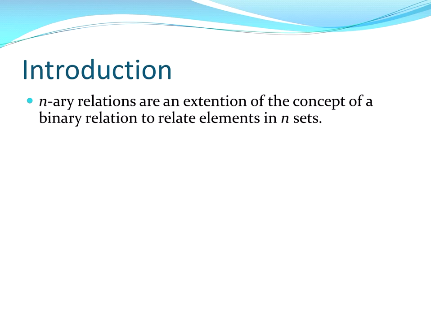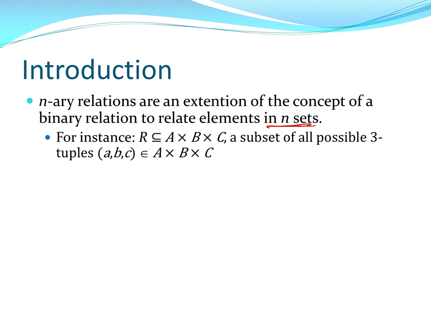So n-ary relations are an extension of binary relations, only now we'll be using n sets, which can be any integer 2 or greater. For instance, if I had 3 sets, the Cartesian product A, B, and C would be the superset of a relation on those 3 sets. A 3-tuple, A, B, and C, is what R would consist of.